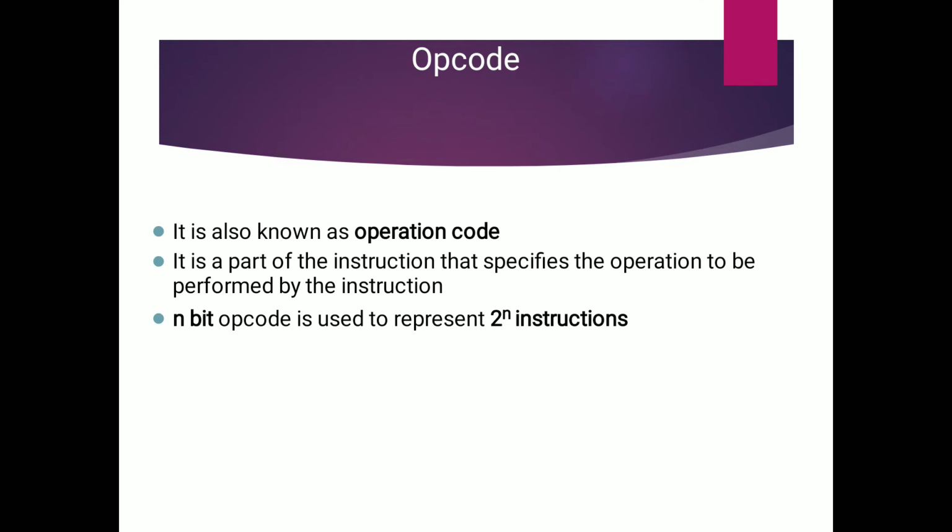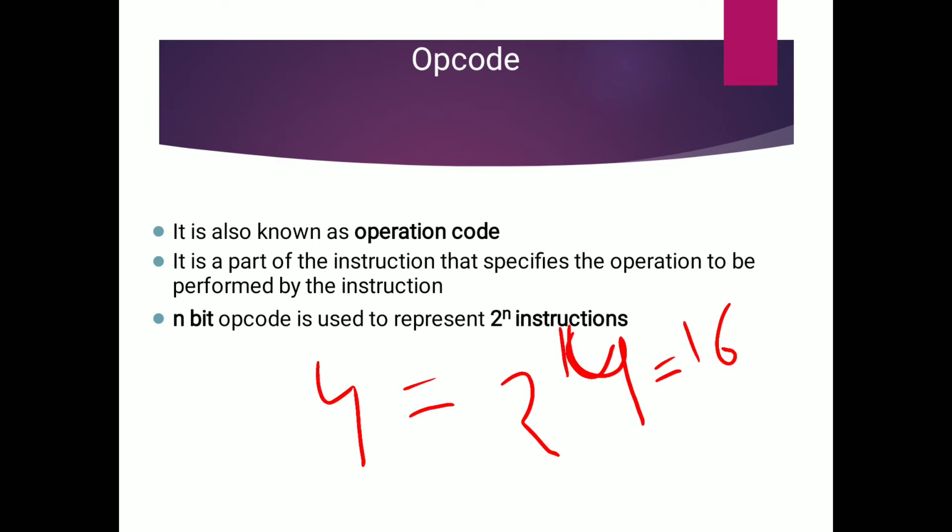Now what is opcode? It is also known as operation code. It is the part of the instruction that specifies the operation to be performed by the instruction. An n-bit opcode is used to represent 2 to the power n instructions. That is, if there is a 4-bit opcode, then 2 to the power 4, that is 16 instructions.